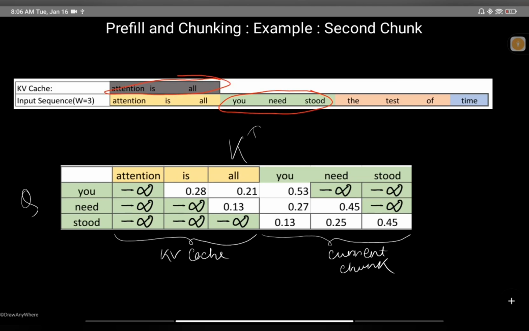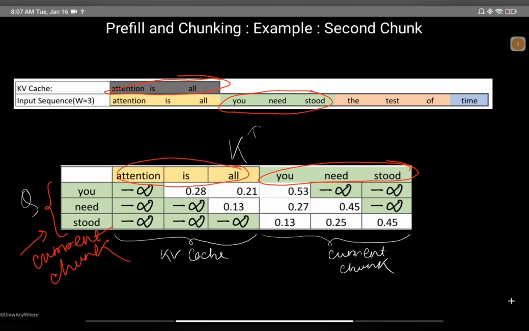In the query matrix, your current chunk will be used. But in the case of the key matrix, along with the current chunk, we will also use the content of the KV cache. This is the content from the KV cache. We use these two contents only for the K matrix, and then we calculate the attention score.